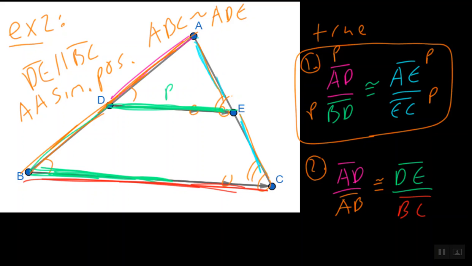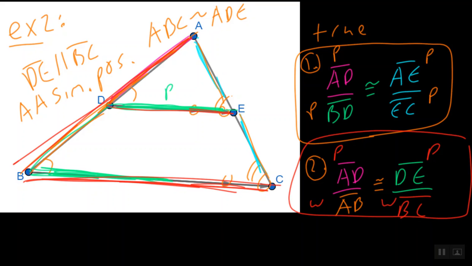And let's see, is this a true or false statement? Well, I know that AD is a part. Remember, we just said that DE is a part. I know that AB is a whole, and I know that BC is another whole. And yeah, that's going to be another true statement.